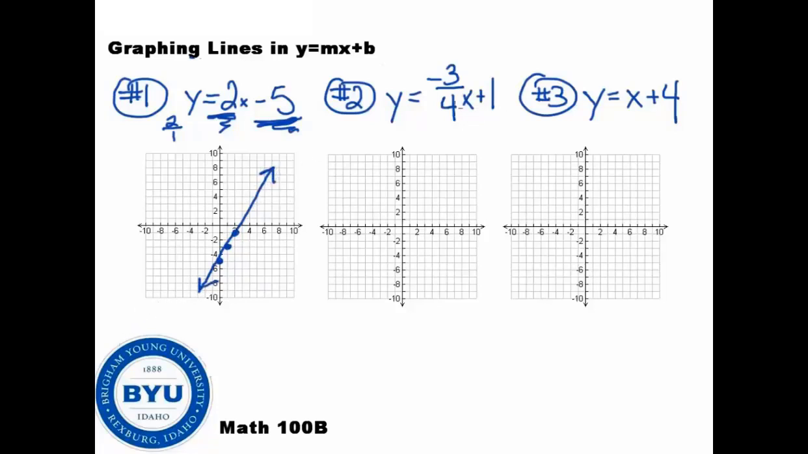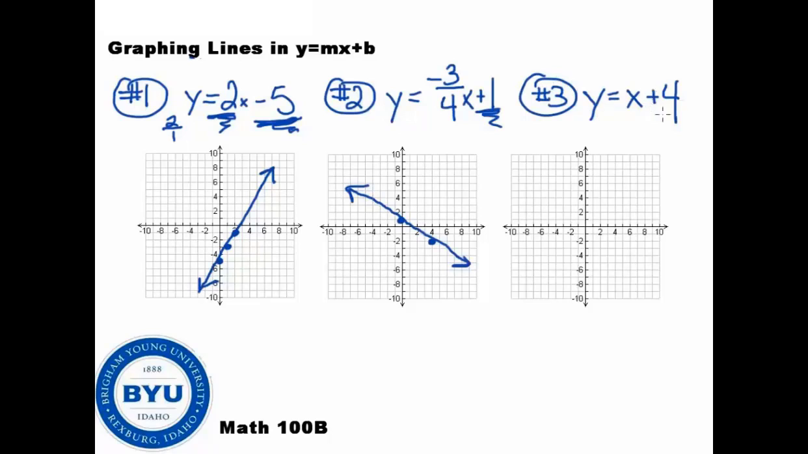Let's work on number 2 here. Y-intercept is at 1. The slope is negative 3/4. Remember, slope is rise over run. So I rise negative 3. So that means go down 3. 1, 2, 3, and run 4. 1, 2, 3, 4. When you run, you always run to the right. I've seen a couple students sometimes try to run to the left. You should always run to the right.